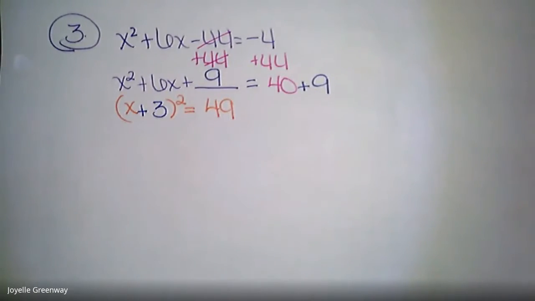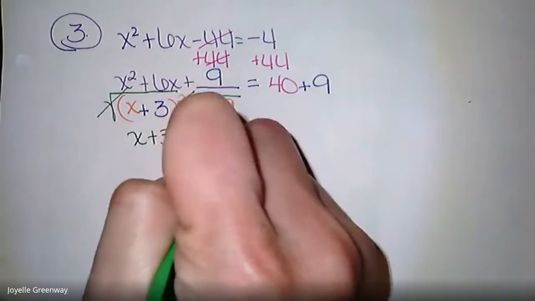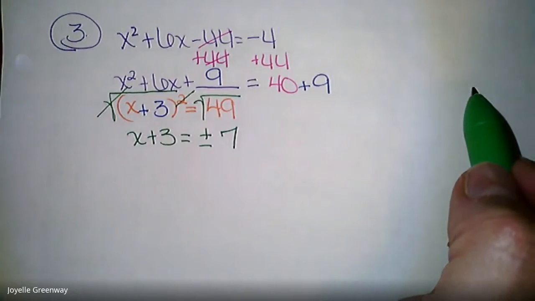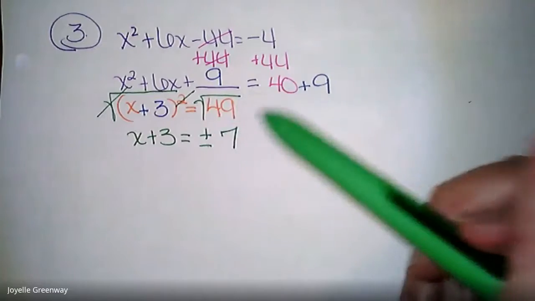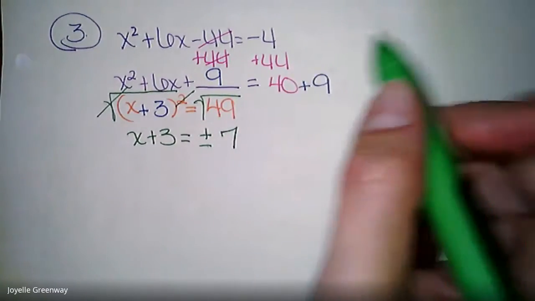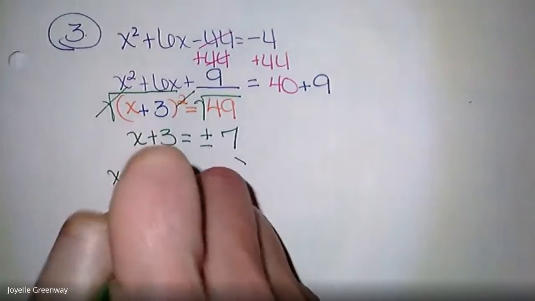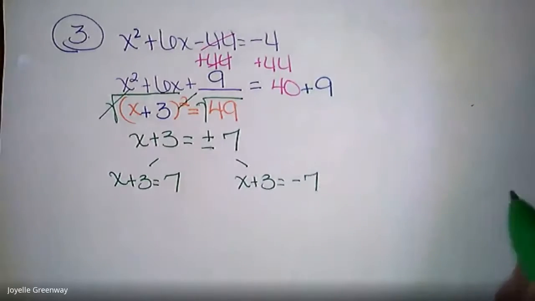And now I can solve it. So I have to take the square root of both sides. So I have x plus 3 equals plus or minus 7. The square root of 49 is 7. So don't forget the plus or minus. This is where some people miss a step. So now I can break it up. So I have x plus 3 equals +7, and x plus 3 equals -7.